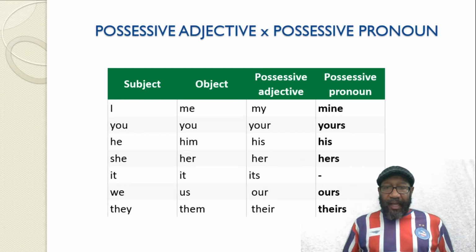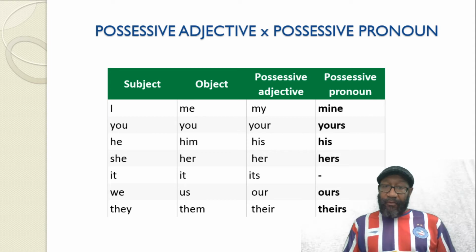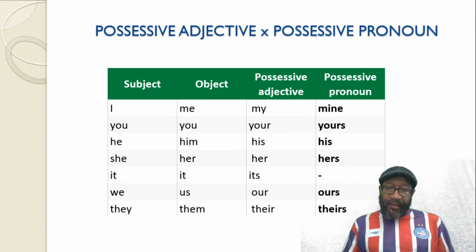subject and object pronouns. So as you can see, subject pronouns: I, you, he, she, it, we, and they. And object pronouns: me, you, him, her, it, us, and them. Subject pronouns most of the time appear at the beginning of the sentence and before a verb, whilst object pronouns most of the times appear at the end of a sentence after the verb.